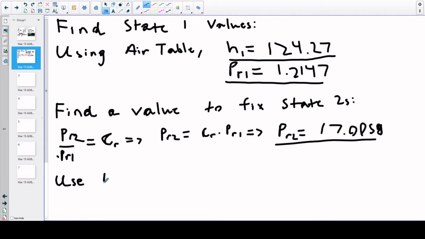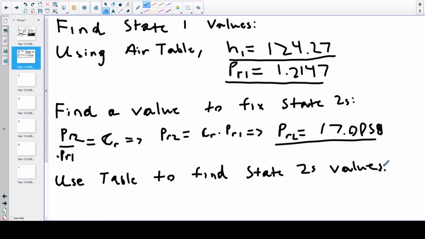And so, from that PR value, we're using the tables to fix the state. So we're finding H2S and T2S if you need it, but I don't think you do. I found it either way, just because I like to find all the values. This little part will get you H2S equal to 264.116 and a T2S value of 1092.51.